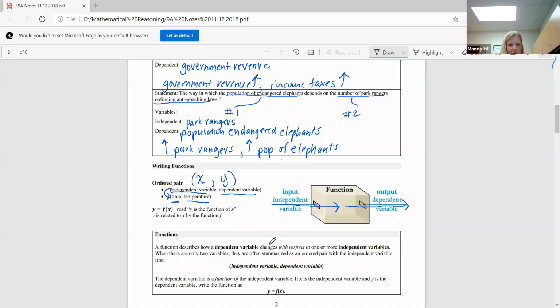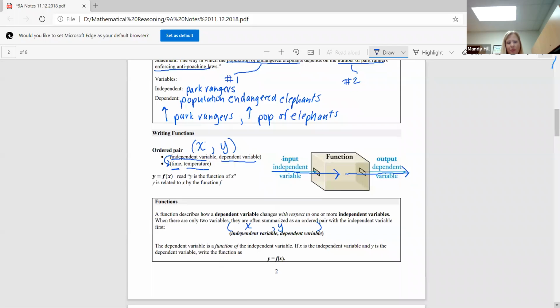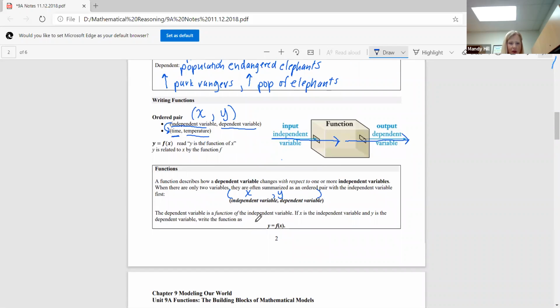So a function describes how a dependent variable changes with respect to one or more independent variables. When there are only two variables, they are often summarized as an ordered pair with the independent first. So we've got the independent variable, which is your x, and the dependent variable, which is your y. The dependent variable is a function of the independent variable. If x is the independent variable and y is the dependent variable, you would write the function as y equals f of x.